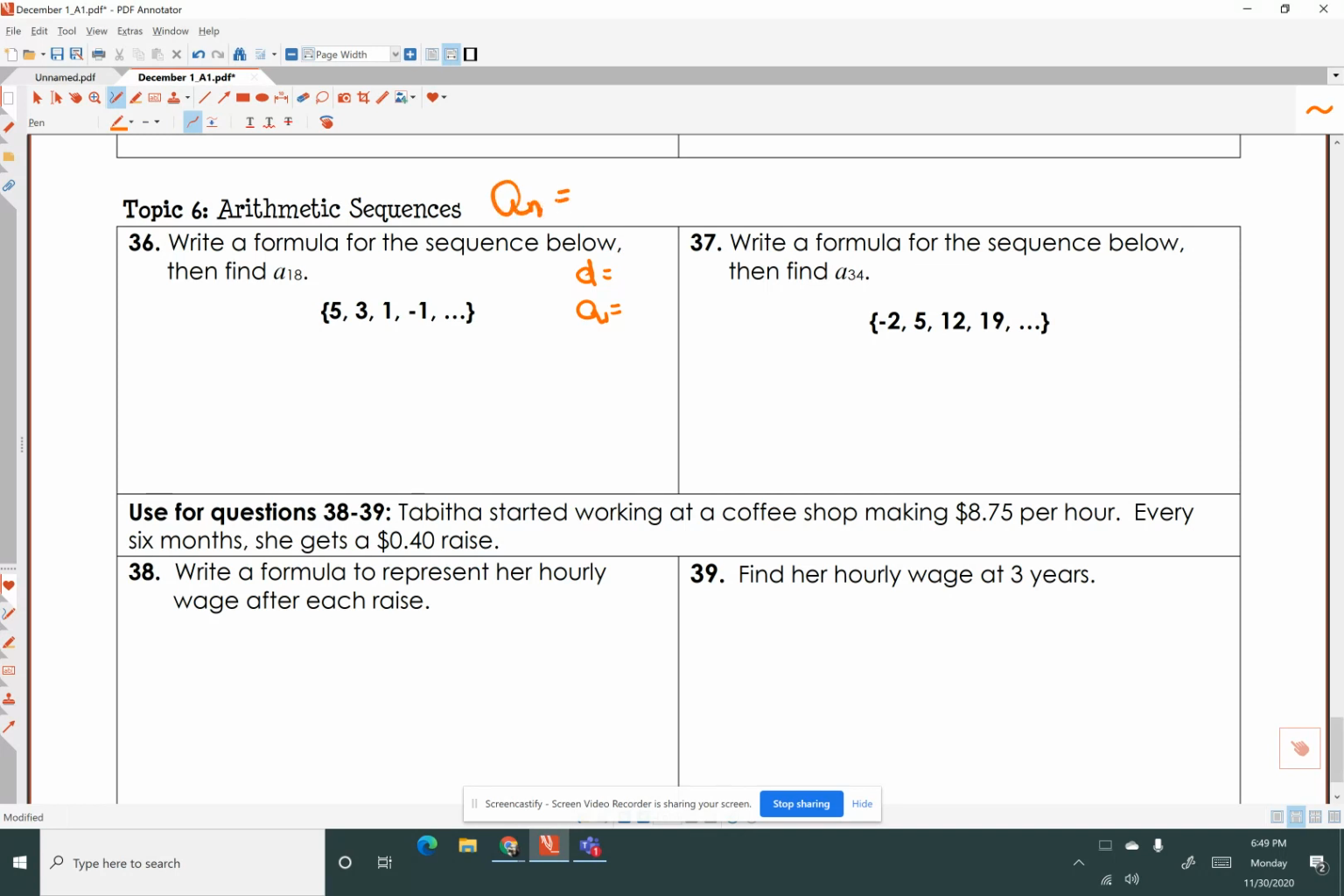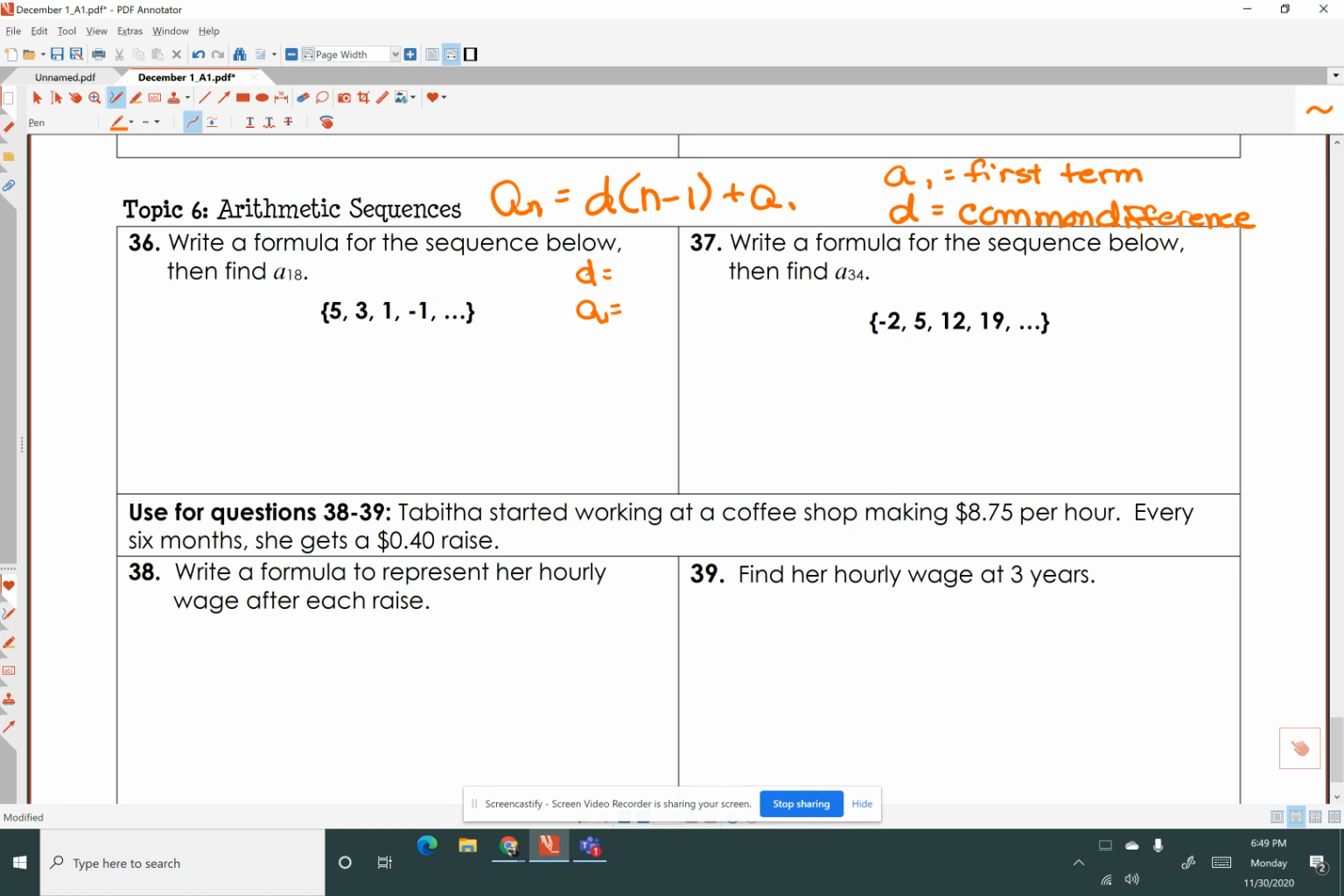A sub n equals D times the quantity n minus 1 plus A sub 1. A sub 1 is our first term, and D is the common difference. And our n is the number that you want to find.